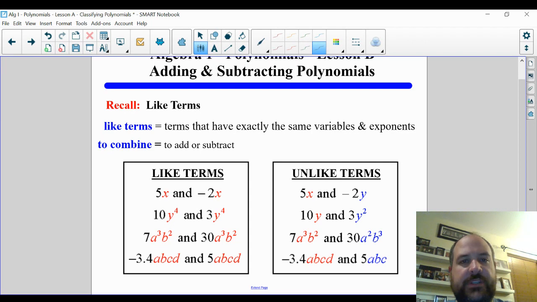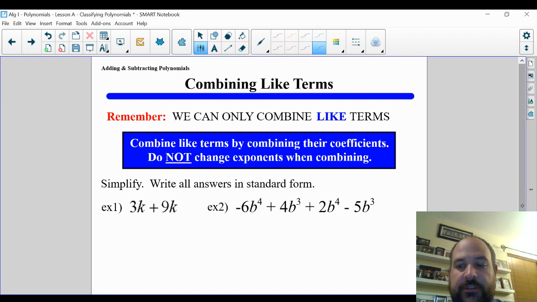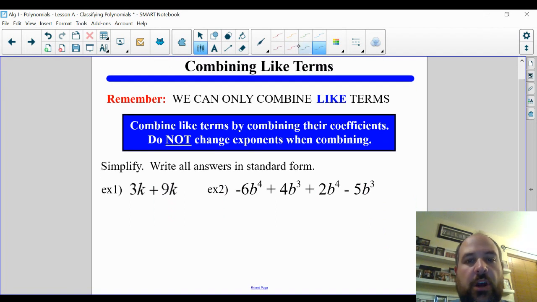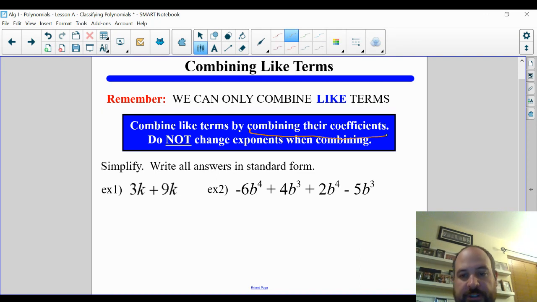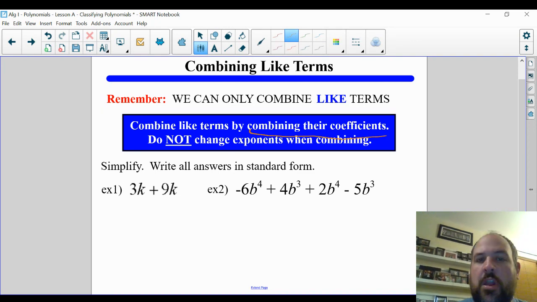So I have here the same slide that you saw when we talked about like terms earlier. We have the definition. Like terms means terms that have exactly the same variable and exponents. And when we say combine, we really mean we're going to add or subtract. So I have there the 2 charts comparing some examples of like terms, some examples of unlike terms. Let's go ahead and remind ourselves of how is it that we combine like terms. So we can only combine like terms, meaning we can only combine things that are the same variable and have the same exponents. And when we do that, all we're going to do is combine, meaning add or subtract the coefficients. So we're going to add or subtract whatever the number is in front of the variables.